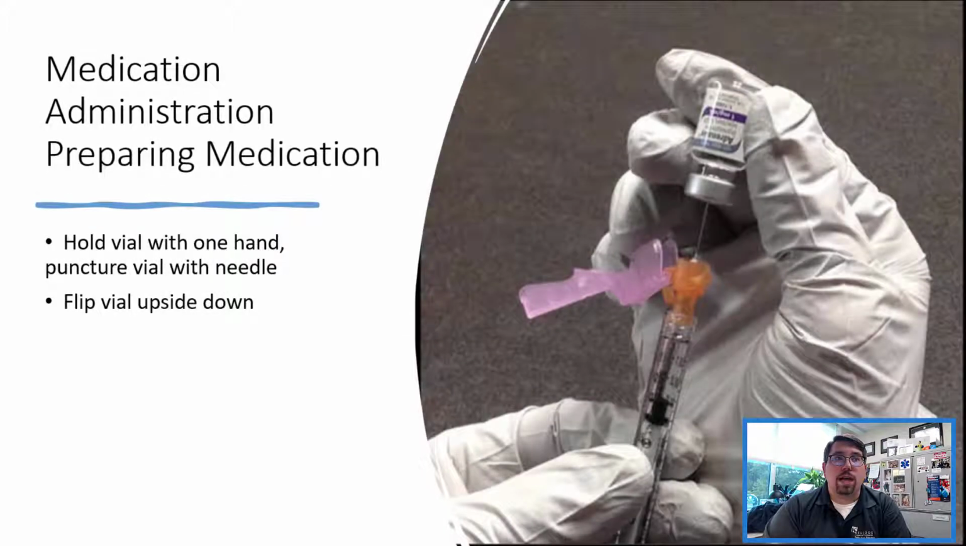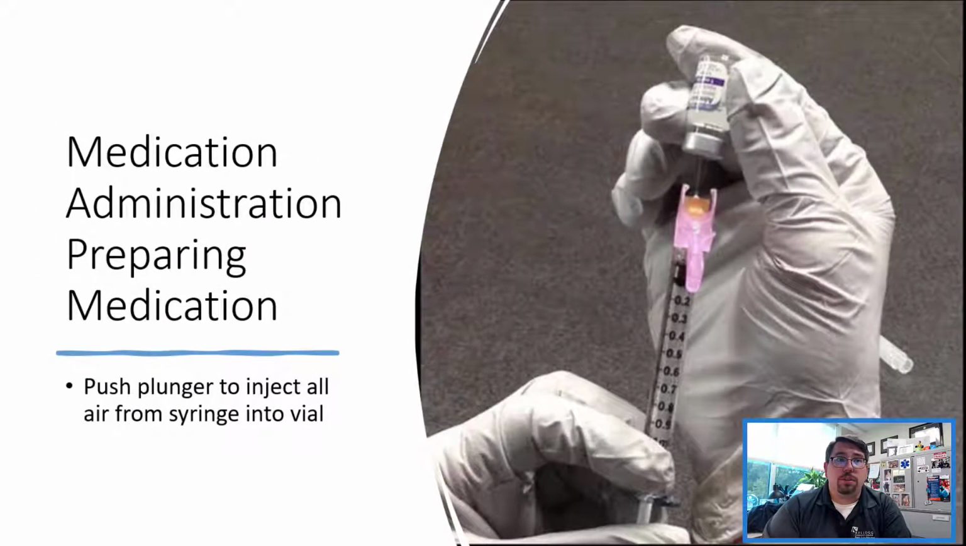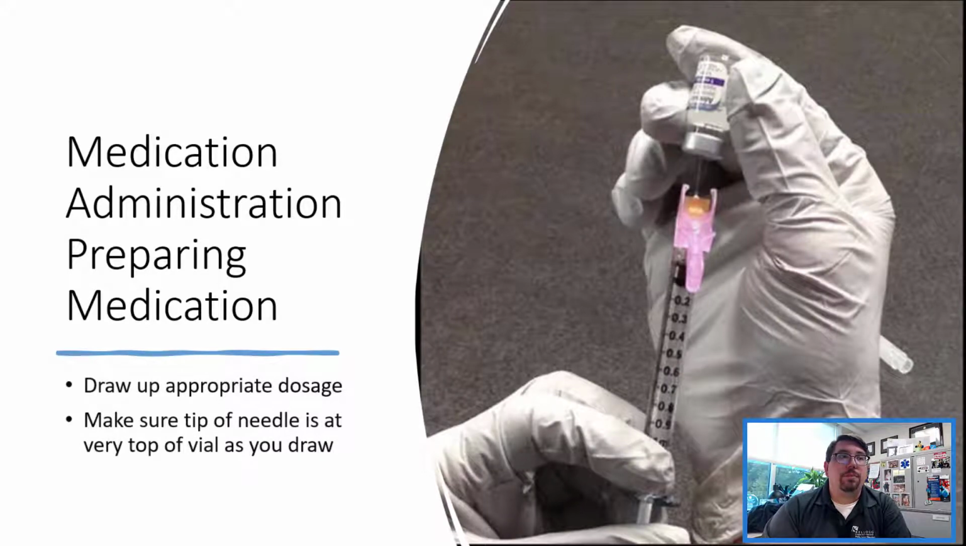From here, we're going to take our vial and our air from our syringe, place our needle into the vial, and then inject the air. Here you'll hold the vial with one hand, puncture the vial with the needle, flip the vial upside down, and then push the plunger to put the air into the vial. This is important so that we pressurize the vial, so that the medication will be able to travel back easily into our syringe.